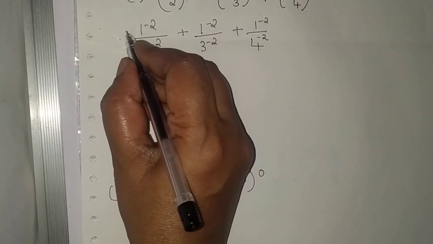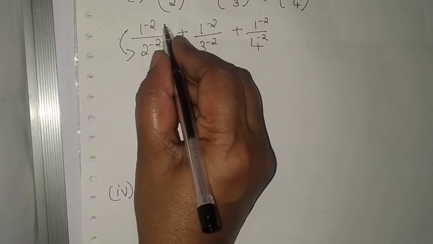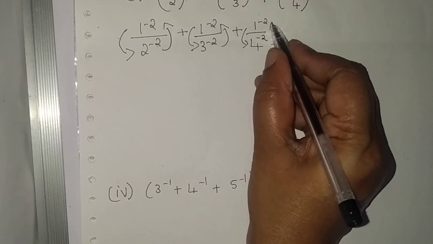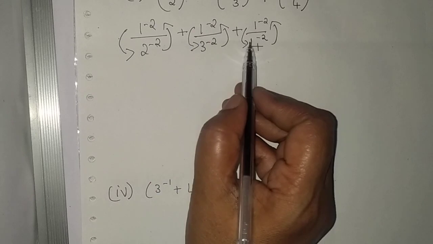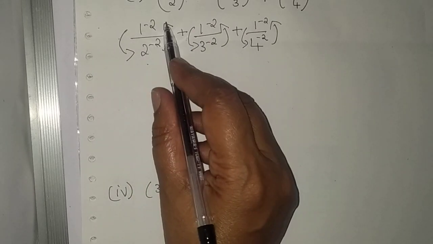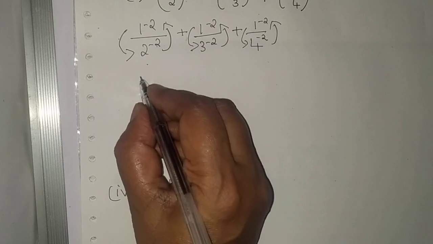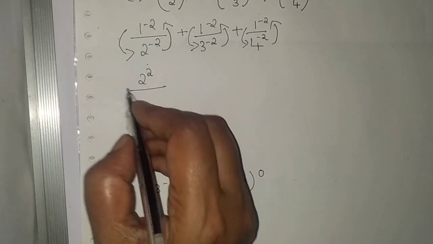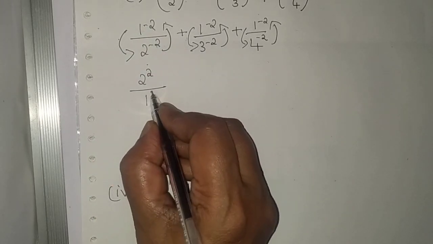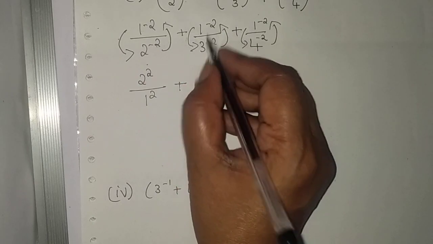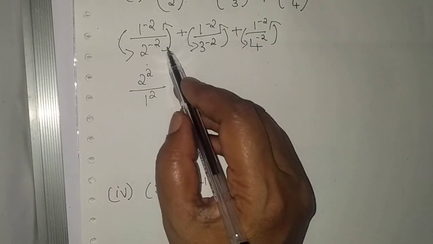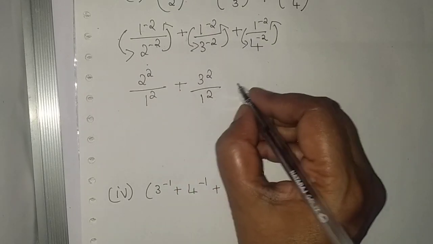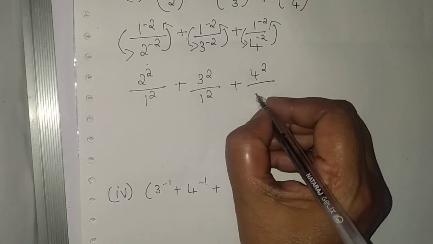Now interchange this: bring the numerator to the denominator and the denominator to the numerator. Same thing for all. That's why I have shown this with the arrow mark. Now what happens? The 2 with minus power 2 goes to the numerator and becomes 2 squared, and the 1 with minus power 2 becomes 1 squared. Similarly, minus becomes plus. Since all of them have minus power, we get only plus here. So this becomes 3 squared over 1 squared, and this becomes 4 squared over 1 squared.